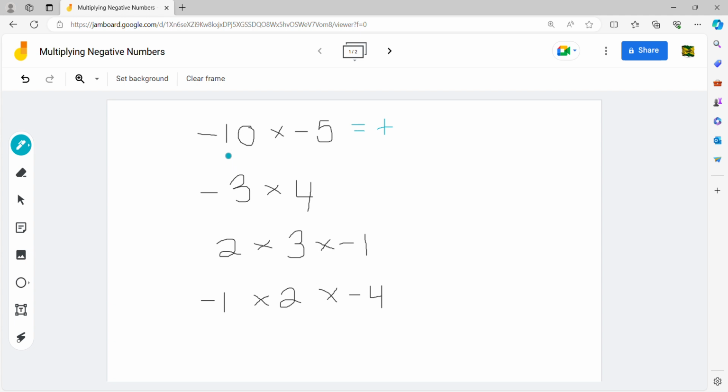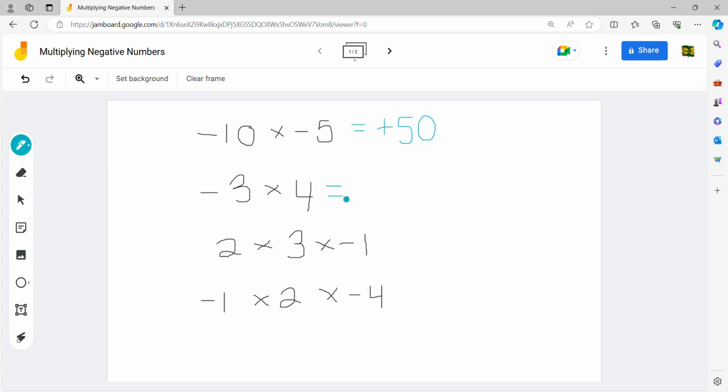Now let's focus on the numbers themselves. We have 10 and we have 5. Alright, 10 times 5 is going to be 50. Therefore, negative 10 times negative 5 is positive 50. Once again, two negatives multiplied together make a positive.